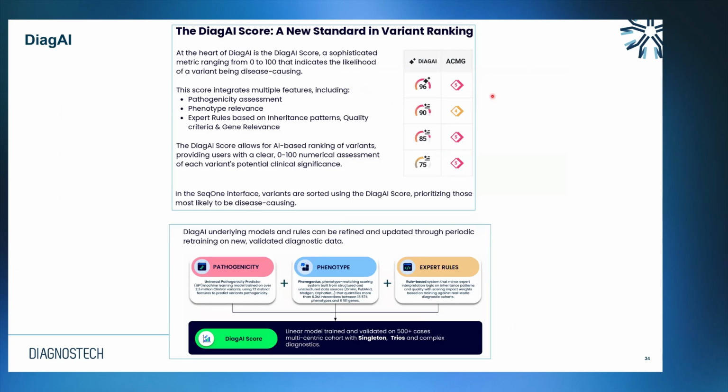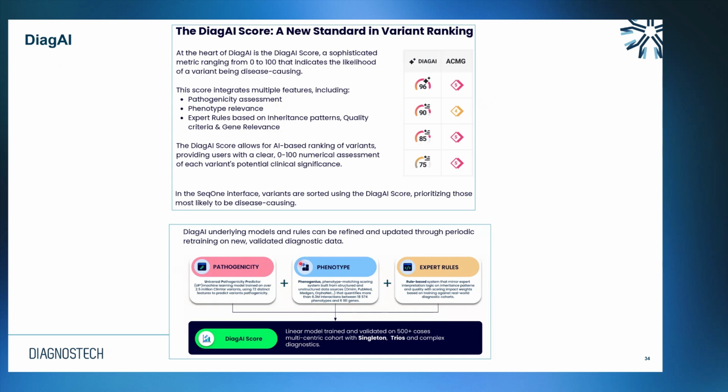Just quick information on DIAG AI. I have just pulled this from the white paper, so if you do want to know any more information, SeqOne have a really nice white paper, but essentially it's what I've explained to you, a score from 0 to 100 that indicates the likelihood of a variant being disease-causing. And the score is integrating the pathogenicity assessment, phenotypic relevance, and then those expert rules and boosts based on inheritance, quality, and gene relevance. And really at the bottom here, it shows you, so for pathogenicity, it's been trained on over 2.5 million ClinVar variants using 72 different features to predict the pathogenicity of a variant.